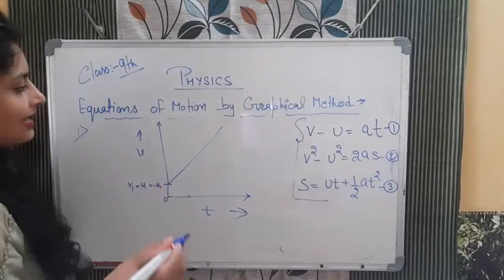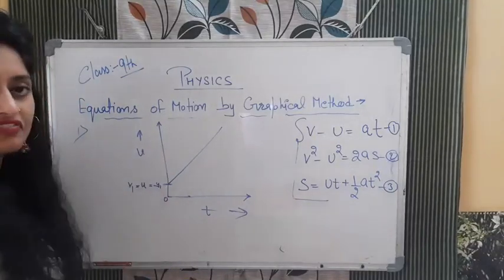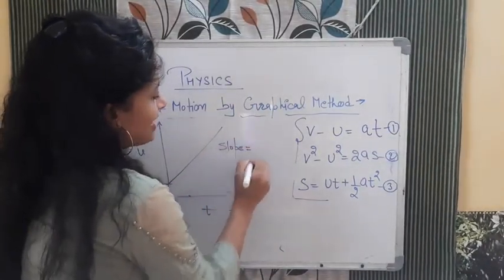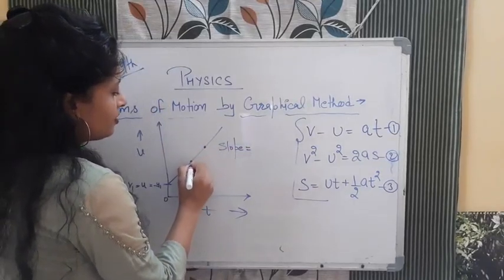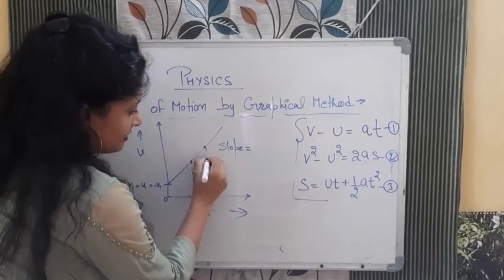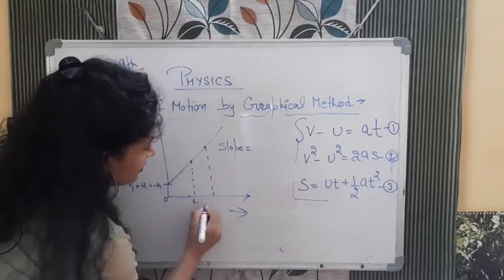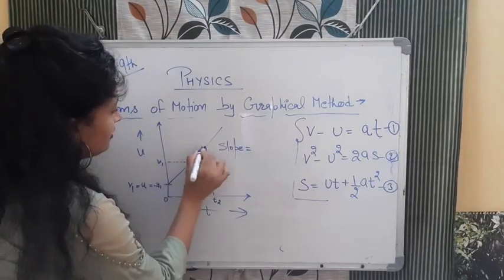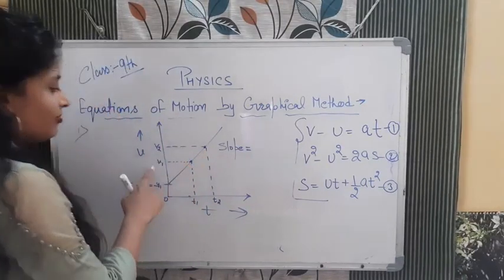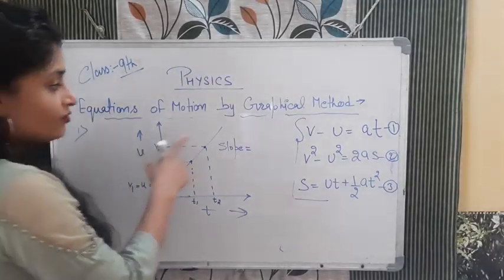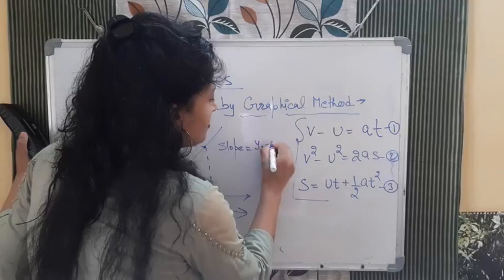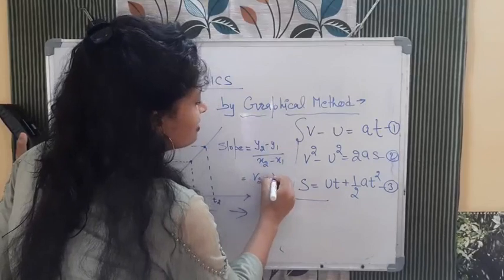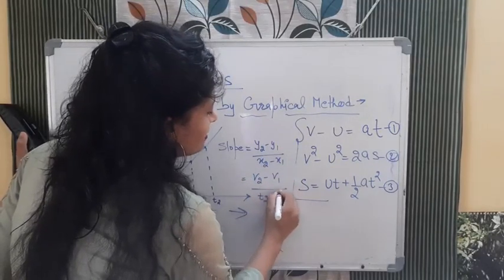Now what we will do? Again, we all know the slope of a velocity-time graph gives us what? Acceleration. So we will calculate the slope of this graph. Slope, what will that be? Any 2 points: y2 minus y1 divided by x2 minus x1. So this point will be t1, this point will be t2. Now if I am taking this, this will be v1, this will be v2. v1 means the initial velocity we are taking. Okay, so when we calculate the slope, the formula is y2 minus y1 divided by x2 minus x1. So y2 is what? v2. y1 is v1, divided by x2, t2 minus t1.